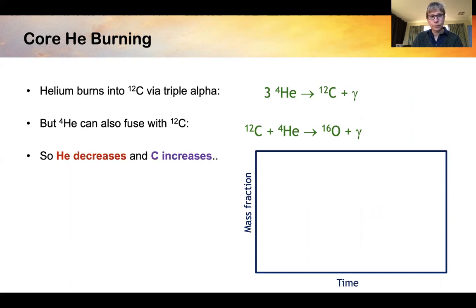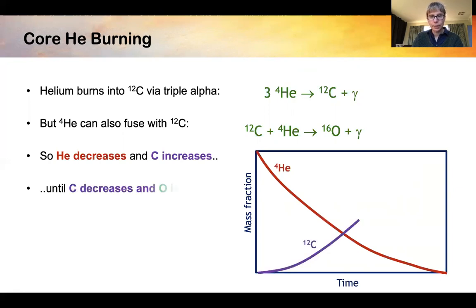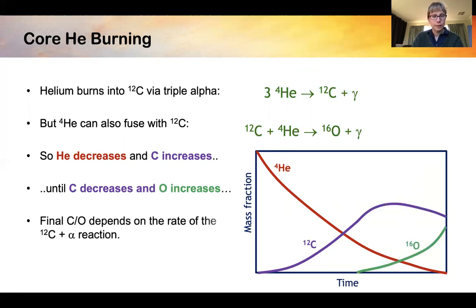Over time, helium decreases and carbon increases, something like this. Helium goes down, carbon-12 goes up, but at some point carbon decreases and oxygen starts to increase. So maybe something like this. So the final carbon to oxygen ratio in the core of the star depends essentially on the rate of the carbon-12 plus alpha reaction, this carbon-12 alpha-gamma reaction.